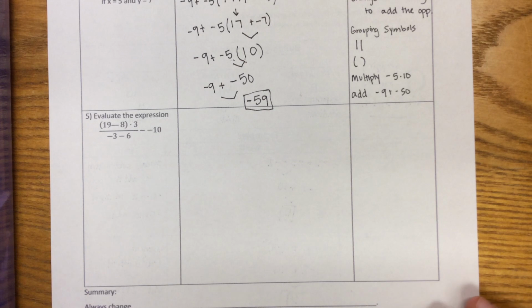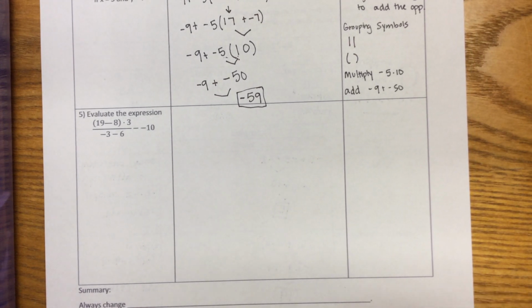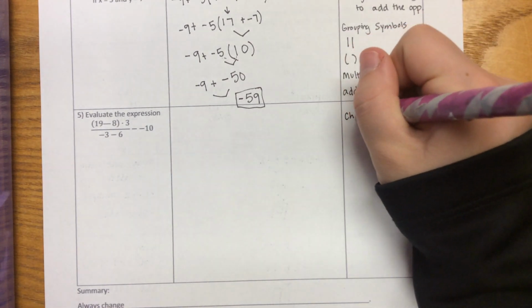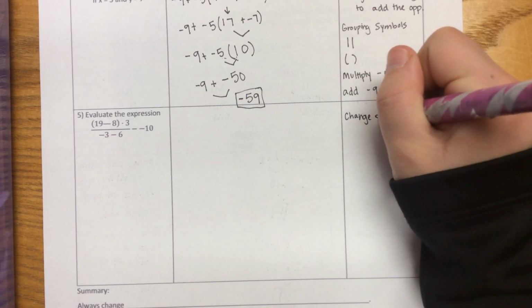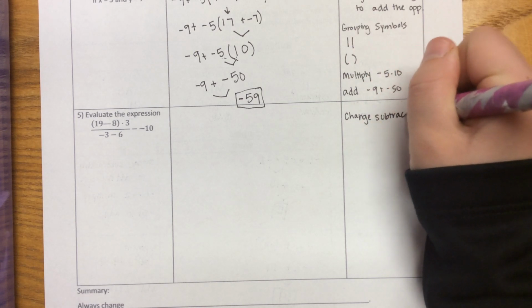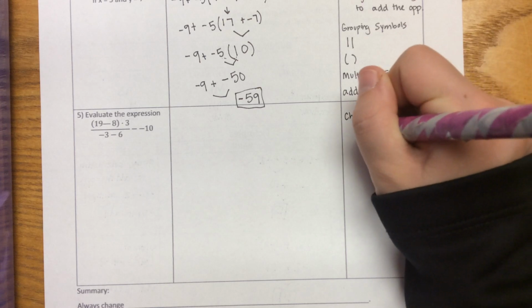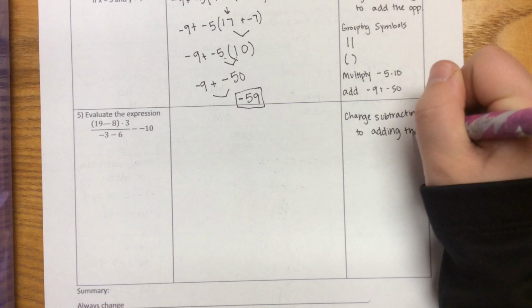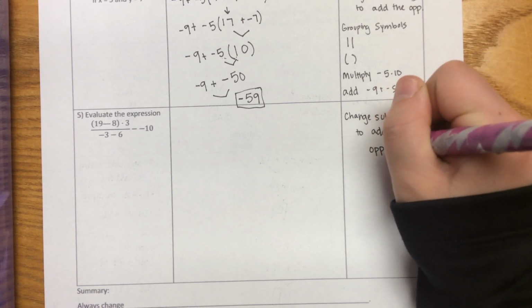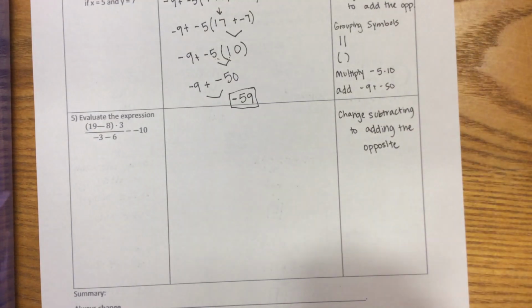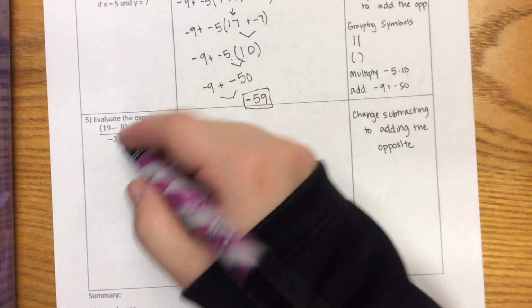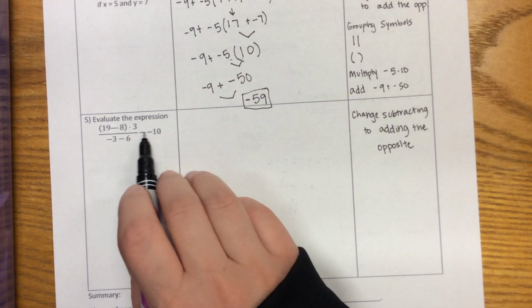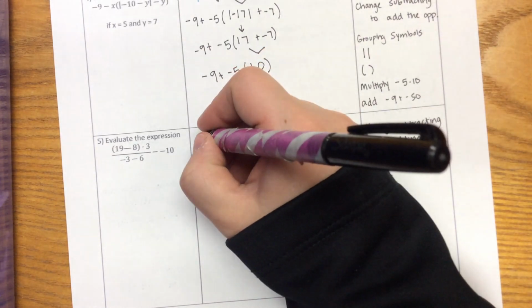Okay, number 5, last one. We're going to evaluate the expression. So here we actually do have multiple grouping symbols. So first thing I'm going to do is change subtracting to adding the opposite. I don't know why I didn't abbreviate that, but that's okay. So I'm going to copy it exactly. I'm just going to change all these subtracting signs to adding the opposite.